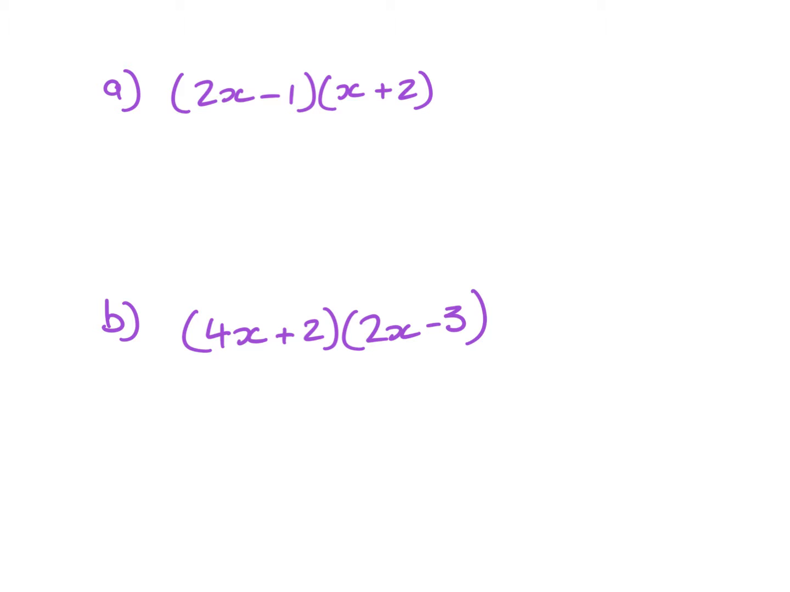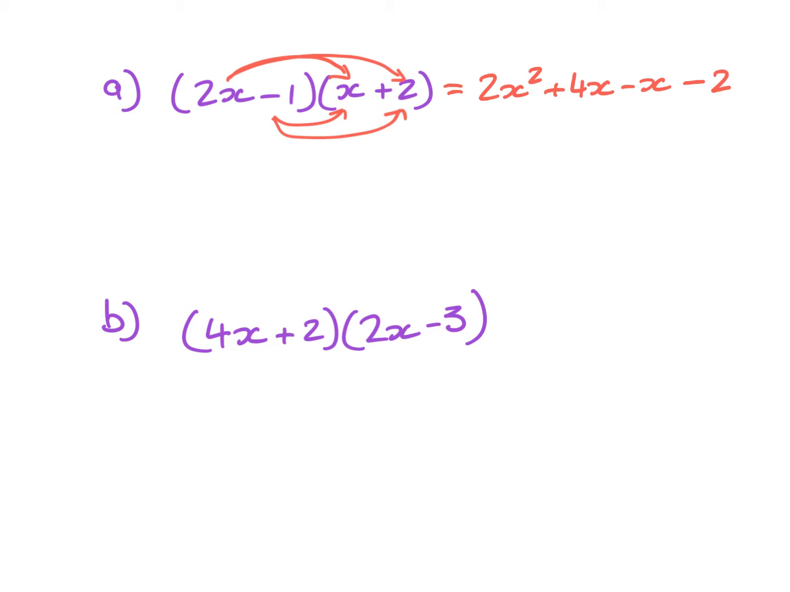Okay, well, once again, it's going to be 2x multiplied by x, and then 2x multiplied by the 2, and then negative 1 multiplied by x, and negative 1 multiplied by 2. And the answer should look something like this. 2x squared, and 2 multiplied by 2 is going to be plus 4x, and then negative 1 multiplied by x is going to be negative x, and negative 1 multiplied by 2 is going to be negative 2.